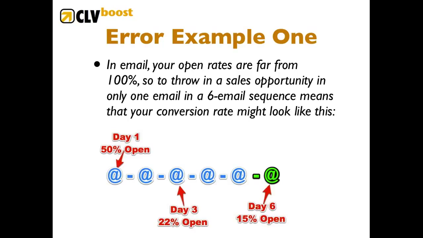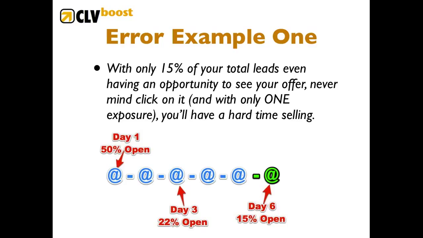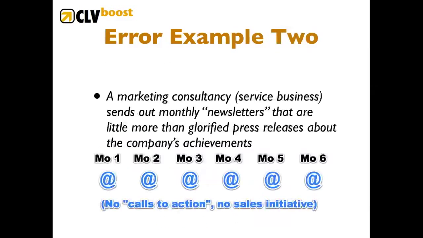So if only 1 in 6 of the people who are even on your email list have the opportunity to even see this email, never mind convert, you might be in trouble. Again, if we have only 15% of the total leads that are even seeing this offer, that even get exposure, and I'm only talking about 1 exposure, then we're going to have a very hard time selling. Giving 1 exposure to a tiny fragment of our total volume of prospects, we are going to be between a rock and a hard place when it comes to actually driving profits with email, which is, of course, kind of our whole job over here.